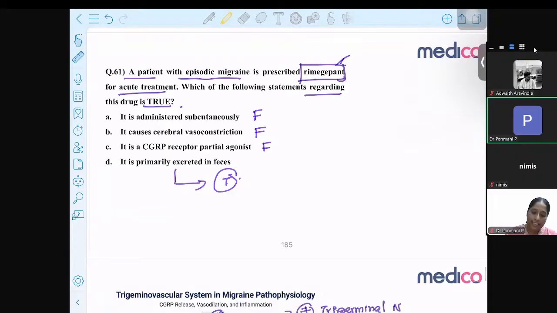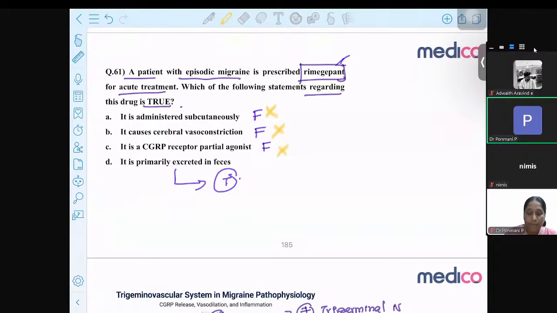Our question is, what is true about rimegepant? We already saw these are oral drugs. It can very well be given orally. So "it can be administered subcutaneously" is a false statement. "It causes cerebral vasoconstriction" is also false, because triptans and ergots are the only group of drugs which cause cerebral vasoconstriction.